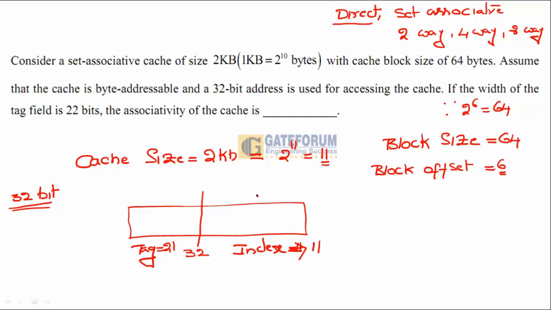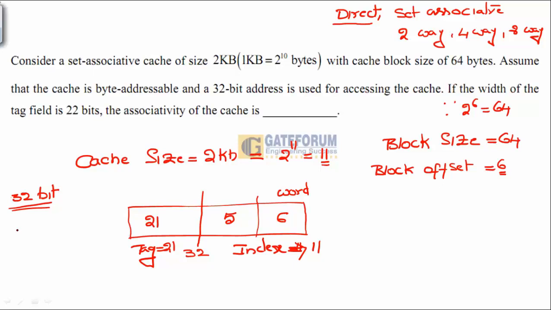And the index will be subdivided into two more fields, that is the word field. Word field can also be called a block offset. Block offset is equal to 6 digits. And 11 minus 6 is equal to 5 digits here. So I have a total of 2 power 5 lines in the cache, with each line of size 2 power 6 words, rather 2 power 6 bytes, whatever you call. And the tag field is equal to 21.